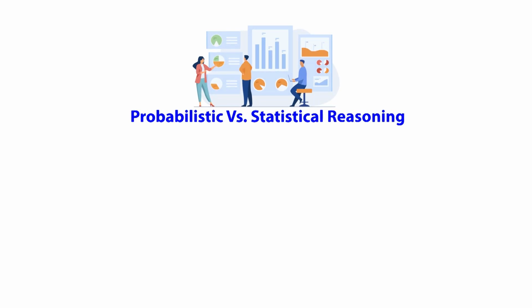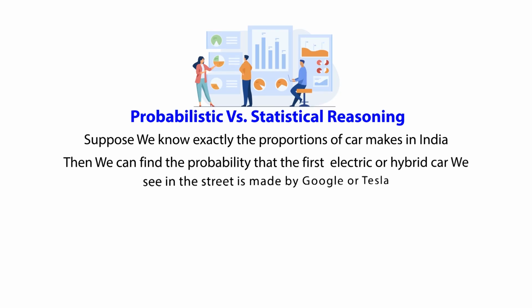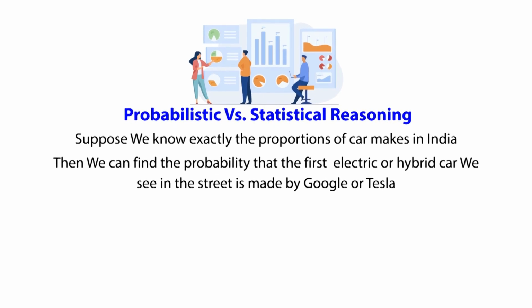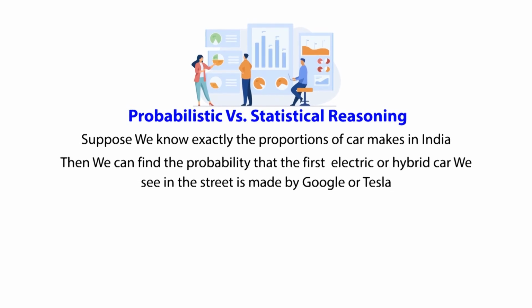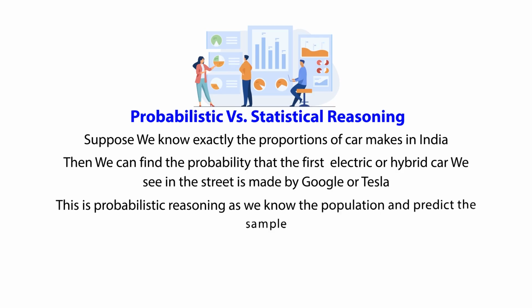If we compare probability with statistical reasoning, we know exactly the proportions of car makes in India. We can find the probability that the first electric or hybrid car we see in the street, which is a need of the hour in 2020, is made by Google or Tesla. This is probabilistic reasoning, as we know the population and predict the sample.